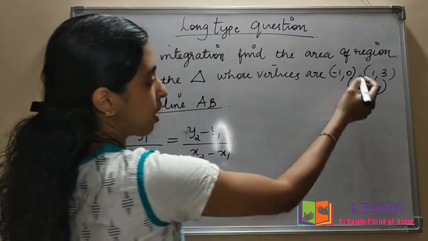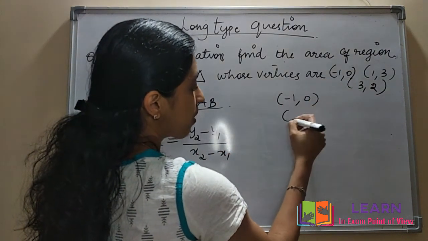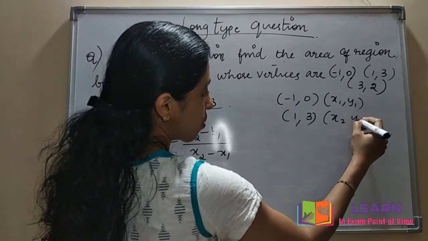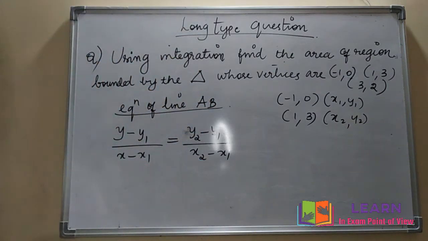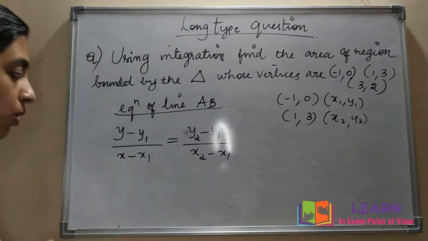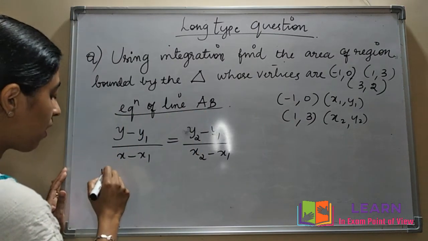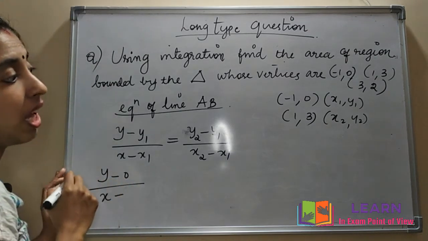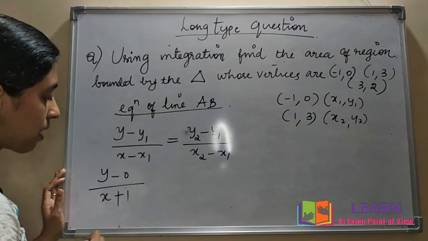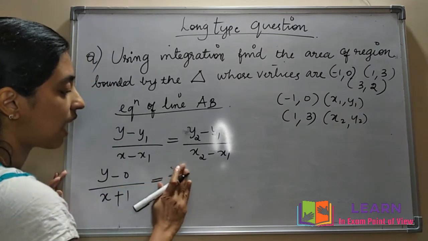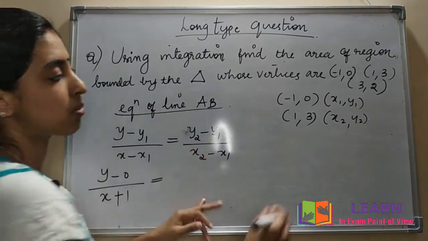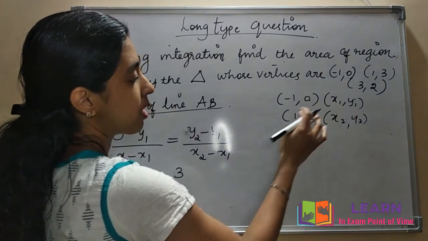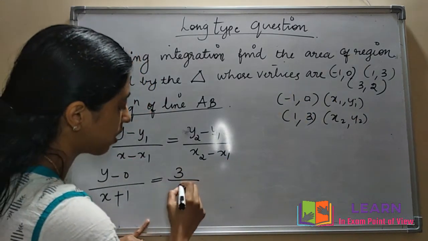So AB points, okay. The points here, minus 1, 0 and 1, 3. Let this be x1, y1 and this x2, y2. Just substitute in this, and you will get the equation of line AB. y minus y1 is what? y minus 0. x minus x1 is what? x minus minus 1, so plus 1. Equal to, here directly you subtract and write, y2 minus y1, 3 minus 0, 3. x2 minus x1, 1 minus minus 1, that is 2.